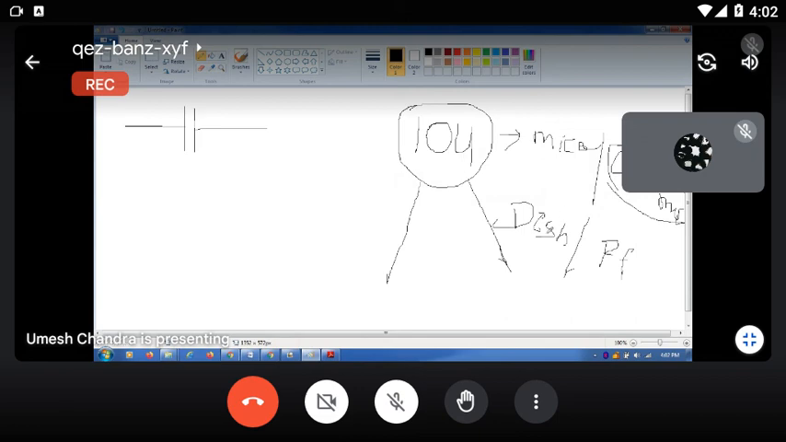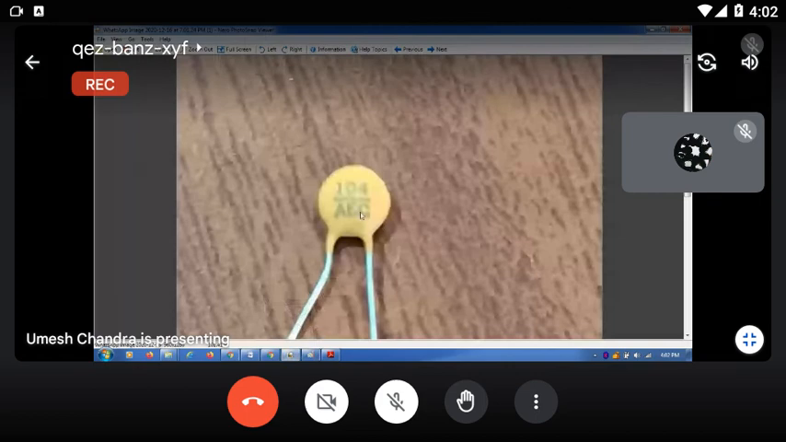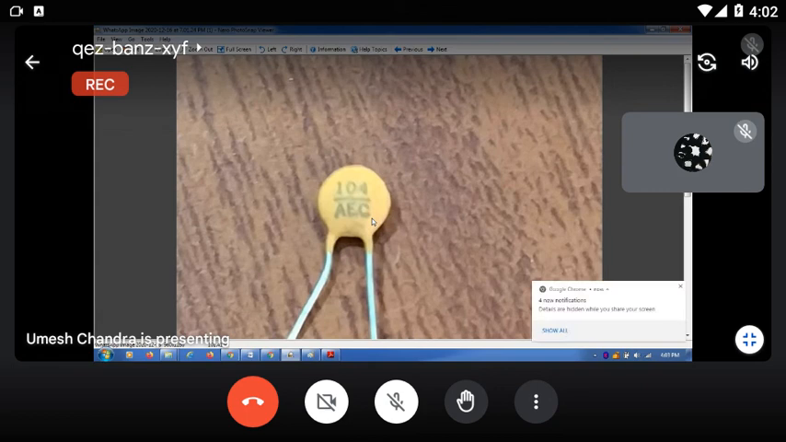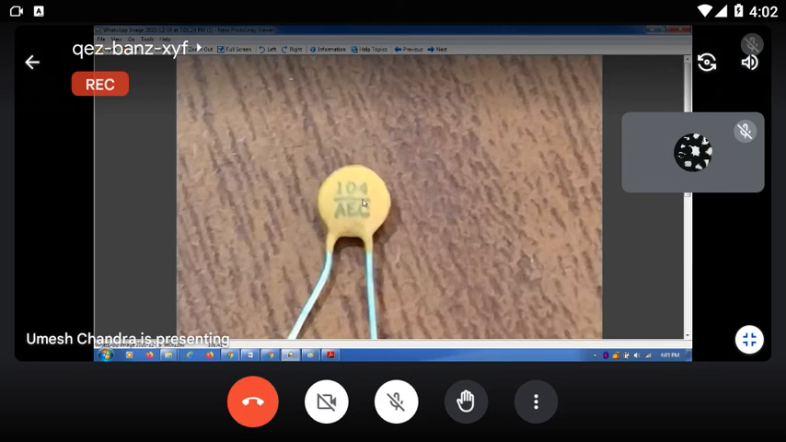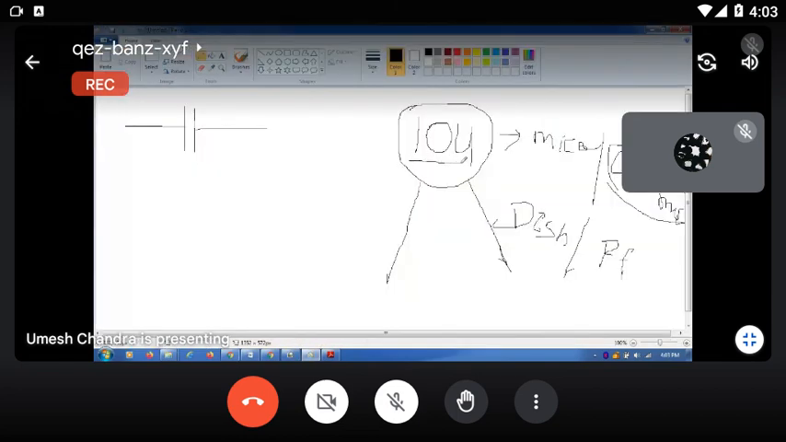Then how do you convert this PF into microfarad? Here already written, that is 104. Check here, 104 AEC. 104 is their value, and AEC is the company's specification. That is 104 PF. And how do you convert it into microfarad? The code has 3 numbers.